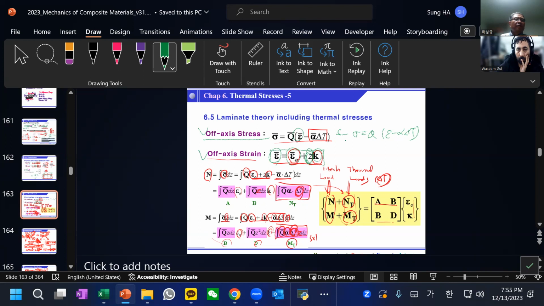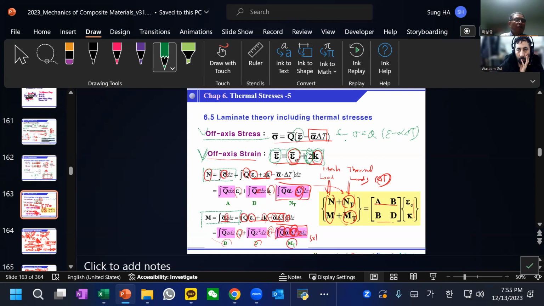Okay, so this is the same as the procedure we consider in classical laminate theory. Now, the definition of in-plane load and the definition of a moment will be the same, right? This definition should not change.